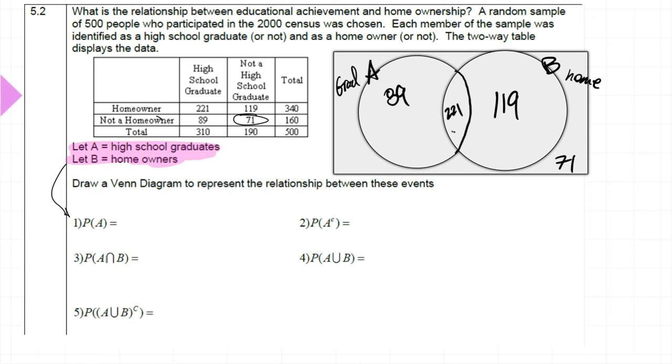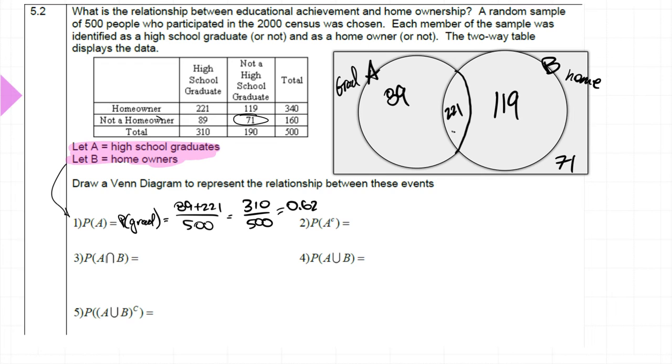Now that we have this information, we're going to answer these questions. What's the probability of A? That's the probability that they graduated. We have 89 plus 221, so we look at this total here, that's 310 that did graduate from high school, and there's 500 people that they sampled, and that probability is about 0.62.